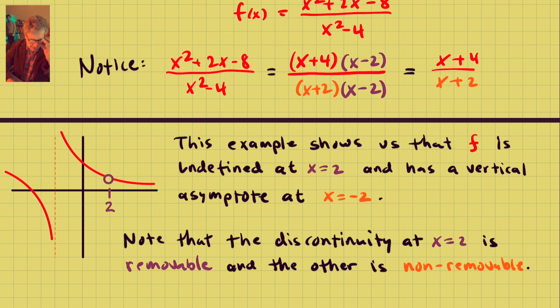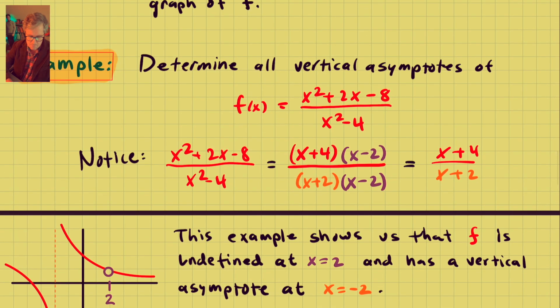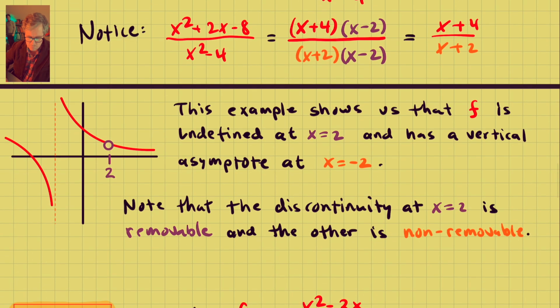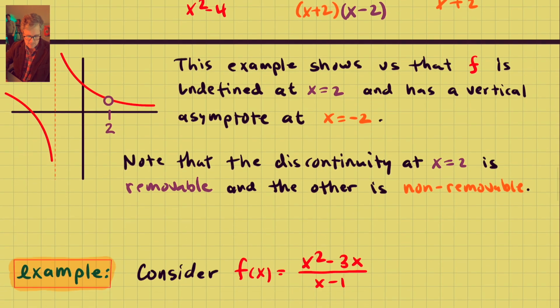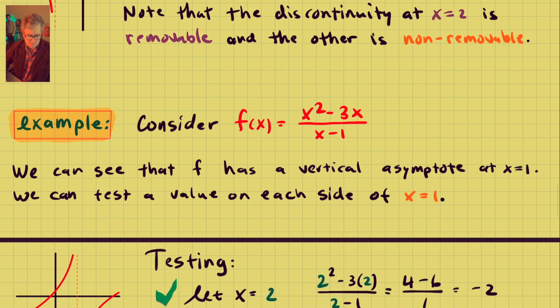And so this x equals 2 issue is an example of a removable discontinuity, and x equals negative 2 is an example of a non-removable discontinuity. You can see the logic in naming them this way. You can just plug something else in, but these things get removed by this cancellation here. Very good. So we can use the idea of the limit to help us understand when we have vertical asymptotes and when we just have holes.